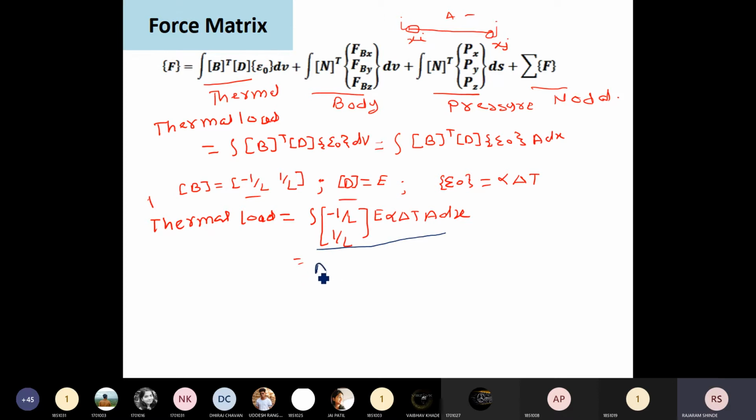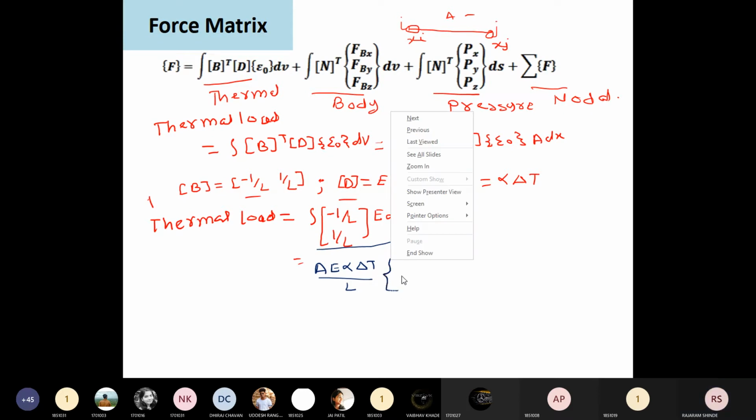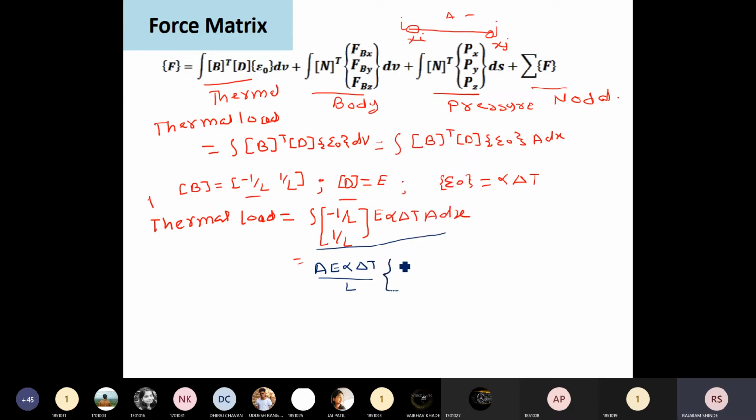Here I will write, you can check, A E alpha delta T divided by L. Whether this product is correct or wrong, you can see here it is -1, 1. Whether it is correct or wrong? And integration of dx. Yes, sir. Correct.